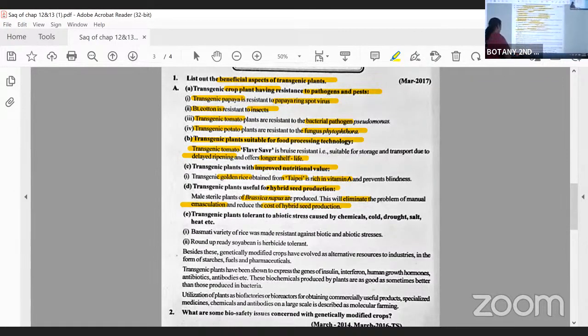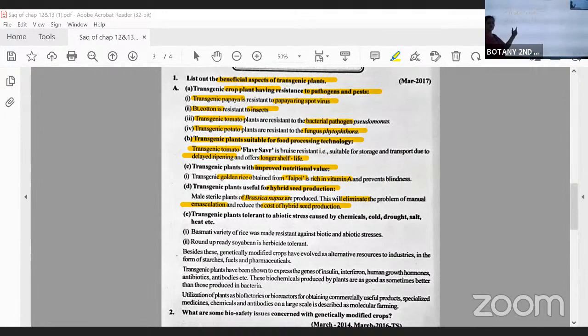So what we are getting with this: with Brassica napus, we are making the plant reduce the manual emasculation process.